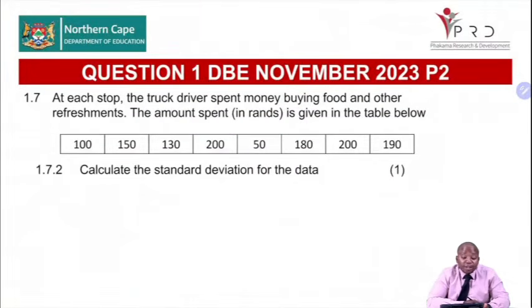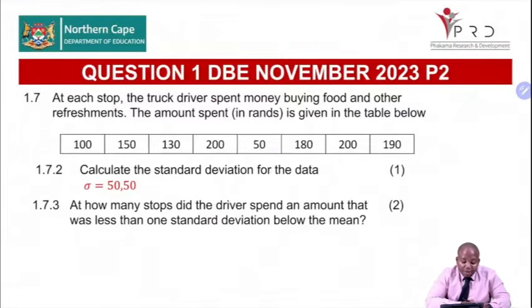Let's look at 1.7.2. It says, calculate the standard deviation for the data. We are dealing with ungrouped data. These are individual data values. We are going to utilize our calculator again to find the standard deviation. From my calculator, the standard deviation will be 50,50. Let's proceed.